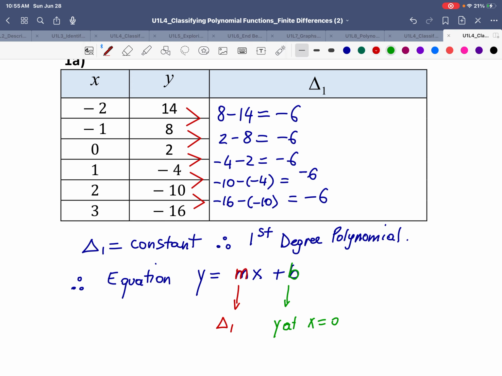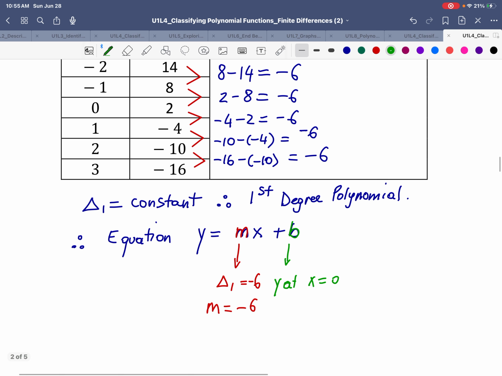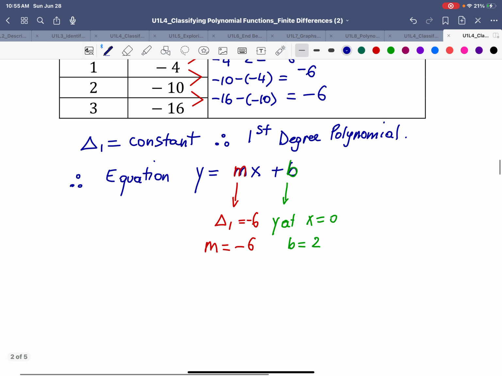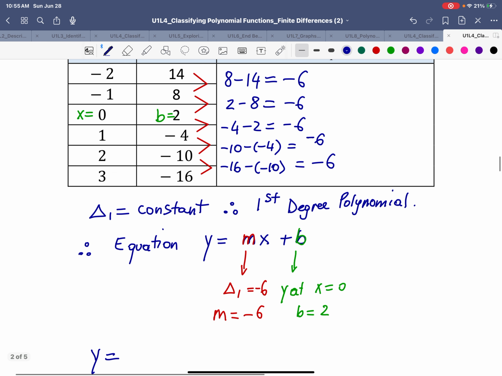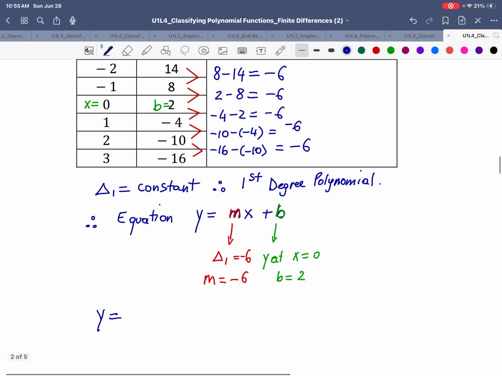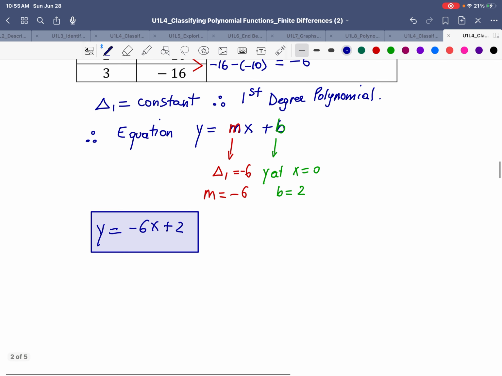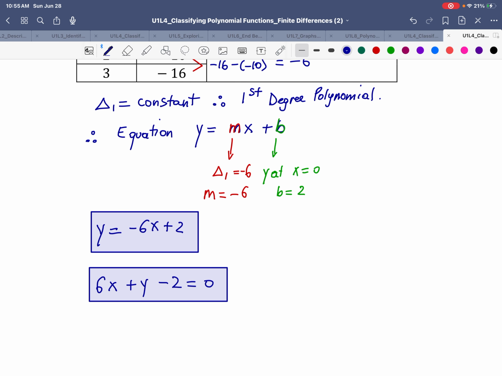So looking at delta 1, we see that that equals negative 6. So therefore, the slope is negative 6. And looking at the value of y at x equals 0, it seems that is equal to 2. So the value of b would be 2. So the equation of this relation represented by the table of values we're given here would be negative 6x plus 2. This would be the slope y-intercept form. And if the equation is asked in standard form, then you can just take the terms to the other side of the equation, and voila, this will be another form of this equation.